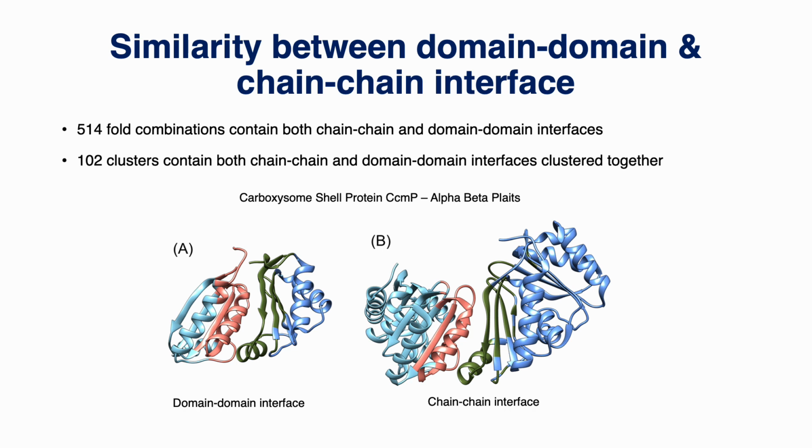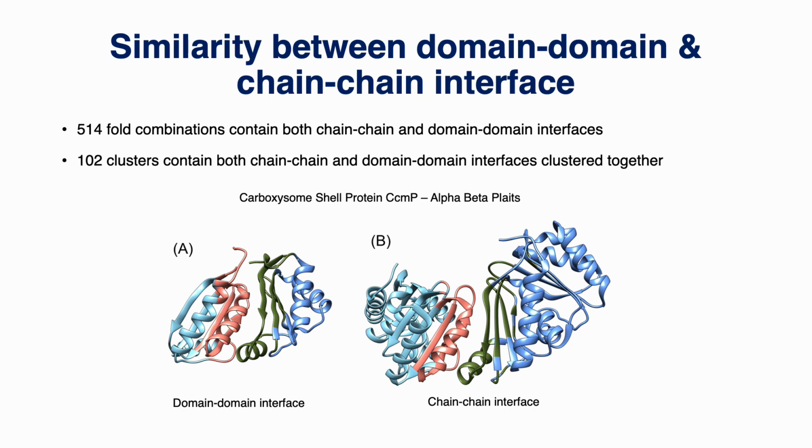There are around 514 fold combinations which contain both chain and domain interfaces, and we have around 102 clusters which contain both chain and domain interfaces clustered together. So over here is an example of the carboxysome shell protein CcmK, which belongs to the alpha beta plaits, and the first one is a domain interface. And if you look at the chain interface in the second figure, you will notice very nicely that the two interfaces are very structurally similar to each other.